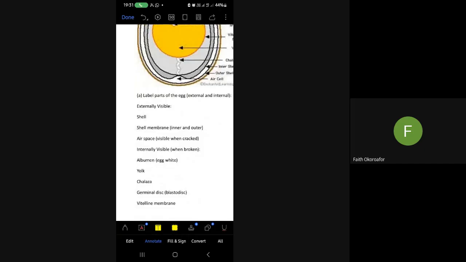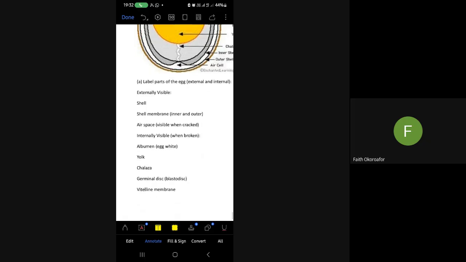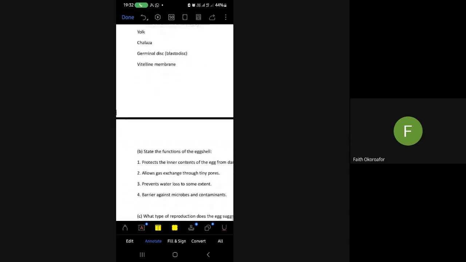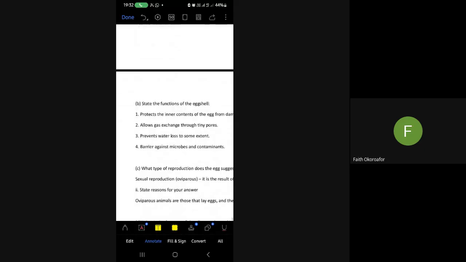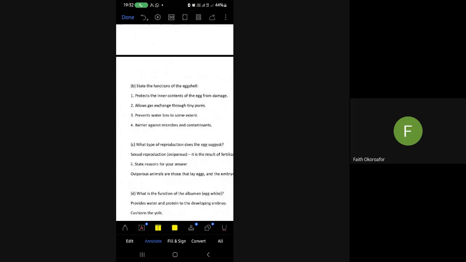Let's now analyze the egg. The parts that were labeled, let's look at their functions. So let's start with the eggshell. Let me even ask, what is the color of the shell? Brown, ma'am. Okay. It should be light brown, and some white. All right. So let's look at the function of the eggshell.